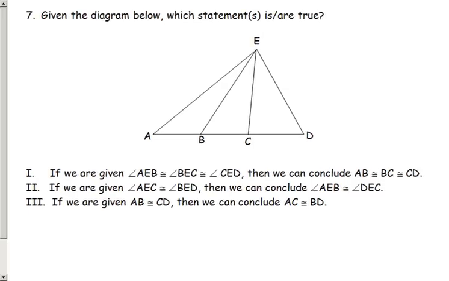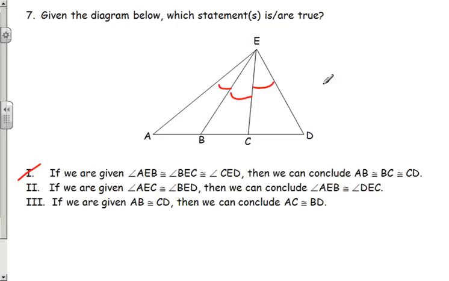So number 7, given the diagram, which of the statements are true? Okay, so looking at a picture, you've got this triangle with some lines. If we are given that angle AEB, angle BEC, and angle CED are congruent, then we can conclude that AB, BC, and CD are congruent. That is in fact false. And just to show you why that's false, just because those angles are congruent doesn't mean anything about the opposite sides.